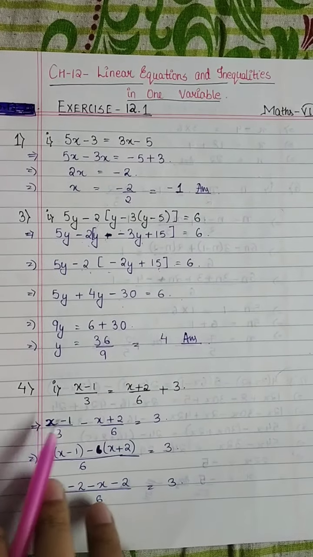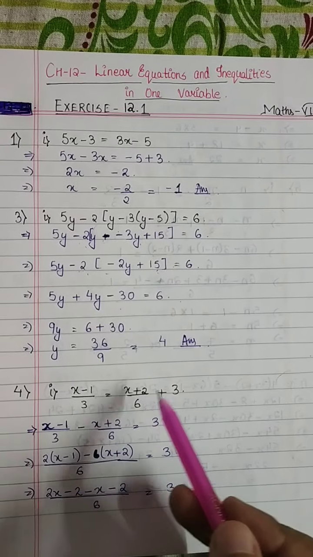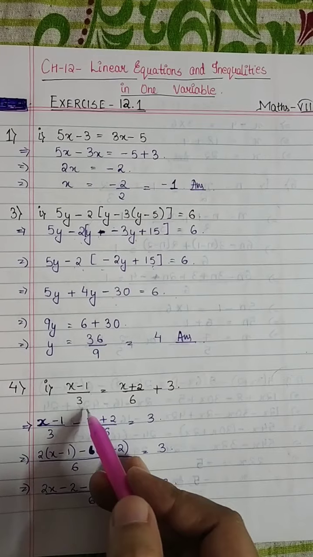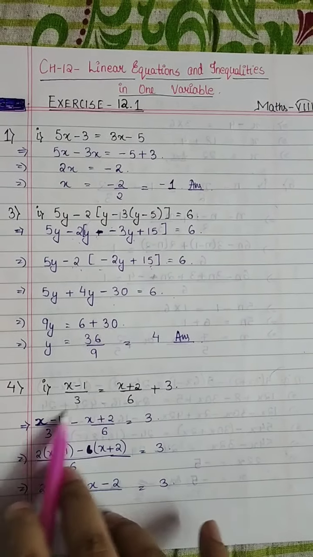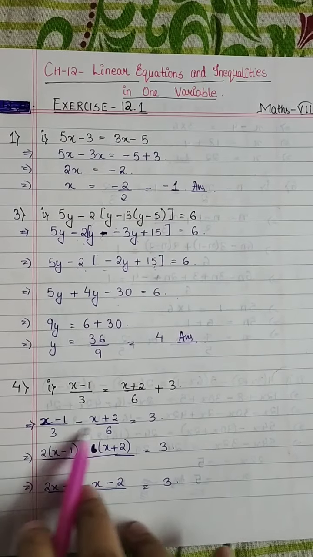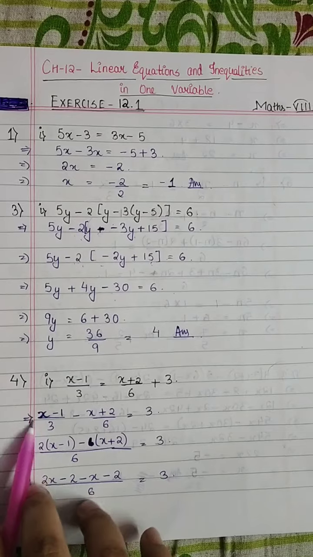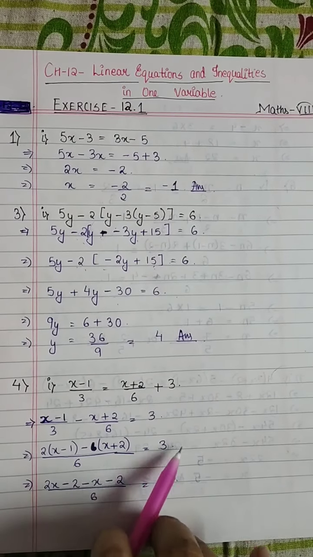Okay, in question number 4, part 1, you can see x minus y by 3 is equal to x plus 2 by 6 plus 3. Now here there is a denominator. So first of all, bring this one to the left hand side, and now you can solve it out. Take the LCM of 3 and 6, that will be 6. So 3 2s are 6, so 2 will be multiplied to the whole. So it will be 2x minus 1 minus x plus 2 is equal to 3.